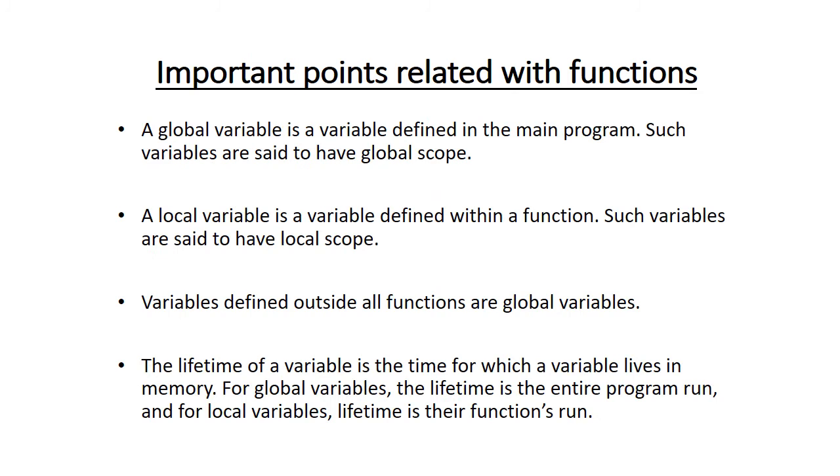A global variable is a variable defined in the main program. Such variables are said to have global scope, that means a global reach is there. A local variable is a variable defined within a function. Such variables are said to have local scope, that means it is confined within that function. Variables defined outside all functions are global variables. The lifetime of a variable is the time for which a variable lives in memory. For global variables, the lifetime is the entire program run, and for local variables, the lifetime is their function's run.